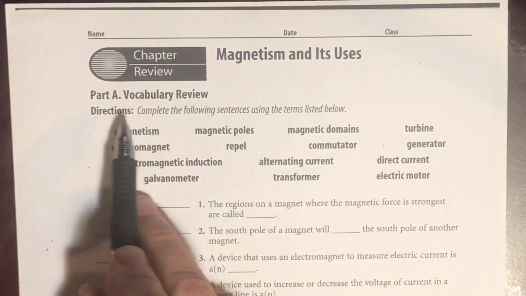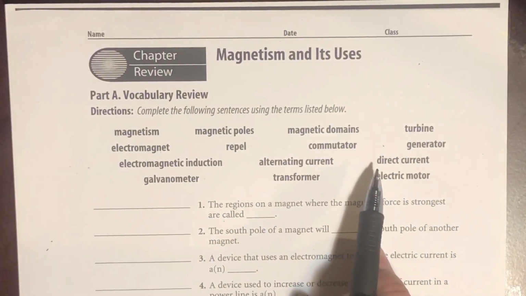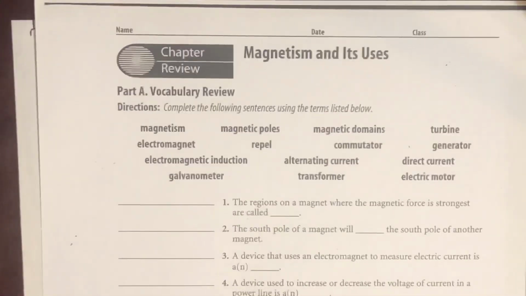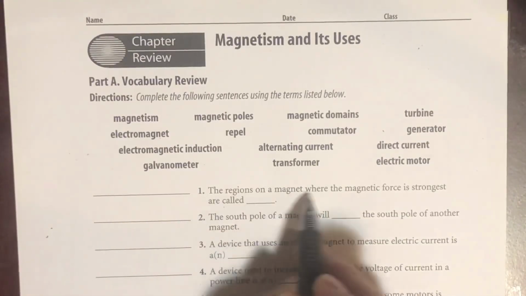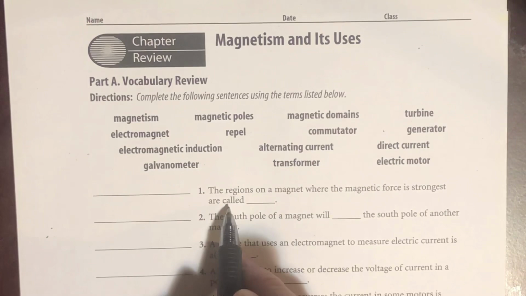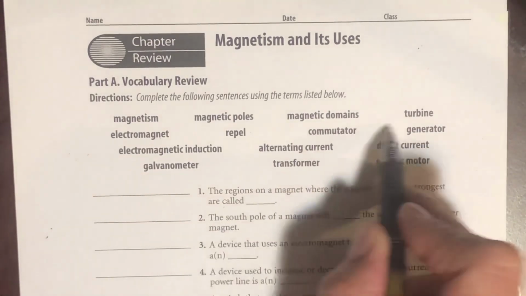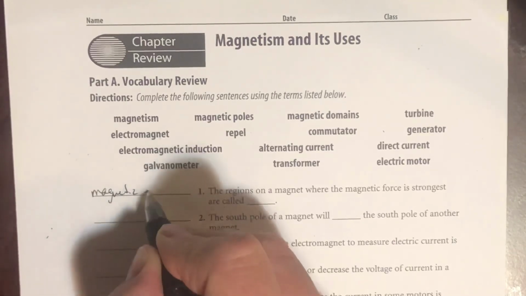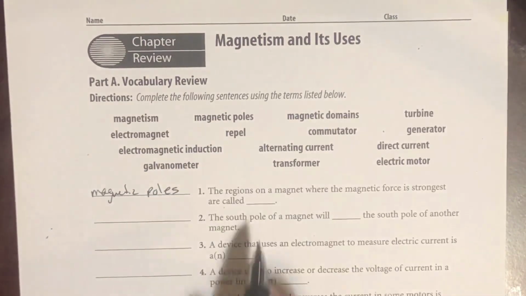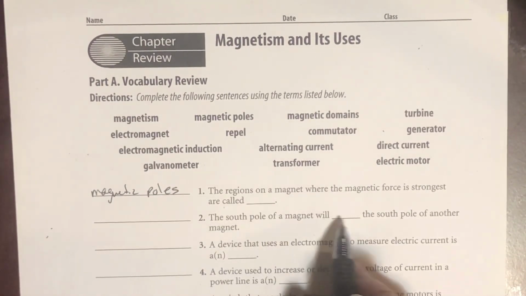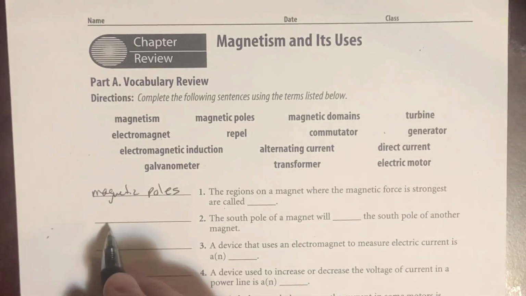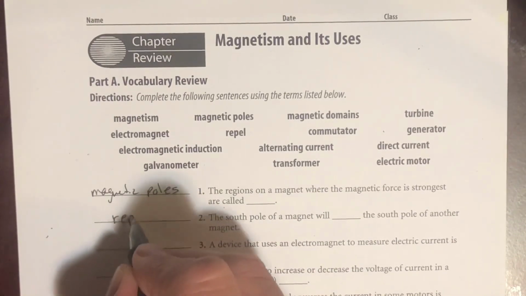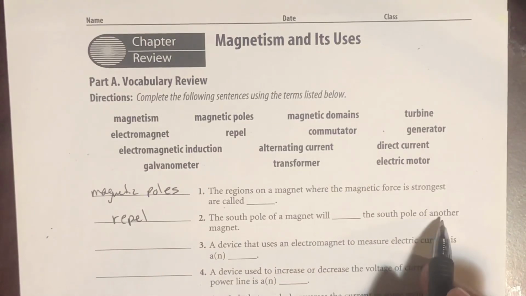We're finally ready for this. So we're going to use all of these terms to answer these questions. The regions on a magnet where the magnetic force is the strongest is called the magnetic poles, right here. Usually we just call them poles. The south pole of a magnet will repel the south pole of another magnet.